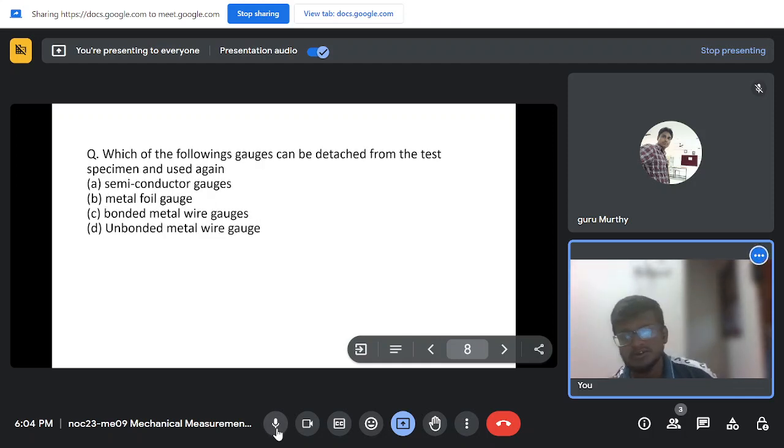Moving on, which of the following gauges can be detached from the test specimen and used again? A. Semiconductor gauges, B. Metal foil gauges, C. Bonded metal wire gauges, D. Unbonded metal wire gauges. So the question is, what type of gauge can be removed or put up again and again? You can remove it, then keep it back to measure the specimen strain.